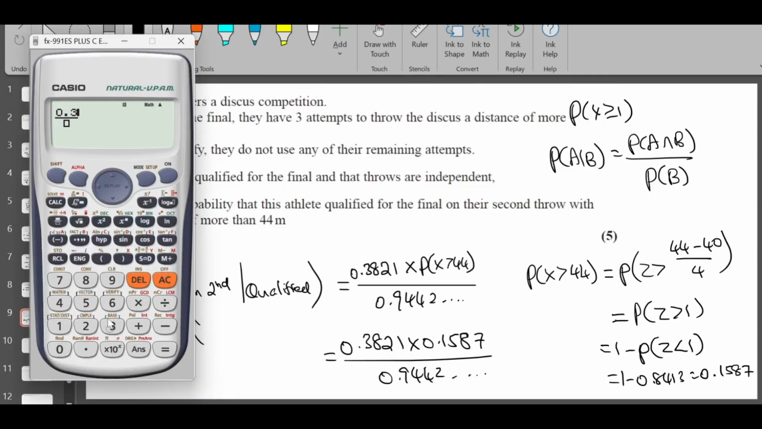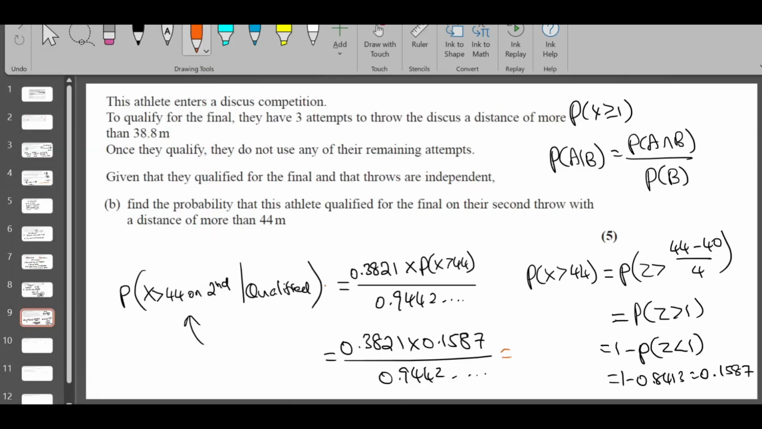So 0.3821 times 0.1587 divided by this value. I have stored the value as A. So the answer is 0.06422, etc. If you want, you can round it to 3 significant figures, 0.0642. That's all. It's a 5-mark question.